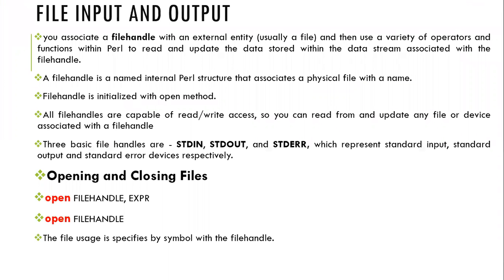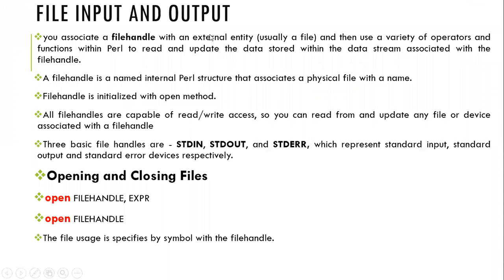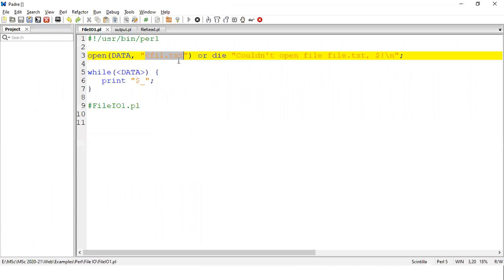So we will study it again, statement by statement. You associate a file handler. Yes, we are associating this file handler to an external file. This is a file specifying the operators to an external entity, usually a file, and then we use a variety of operators and functions within Perl to read and update the data stored within the data stream associated with the file handler. A file handler is a named internal Perl structure that associates a physical file with a name. So we are associating this physical file with the name and with this file handler.